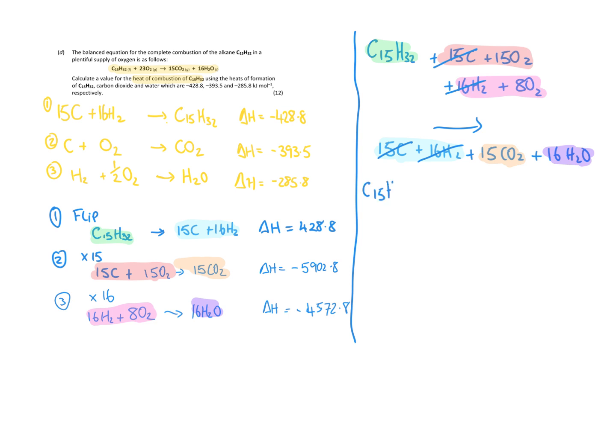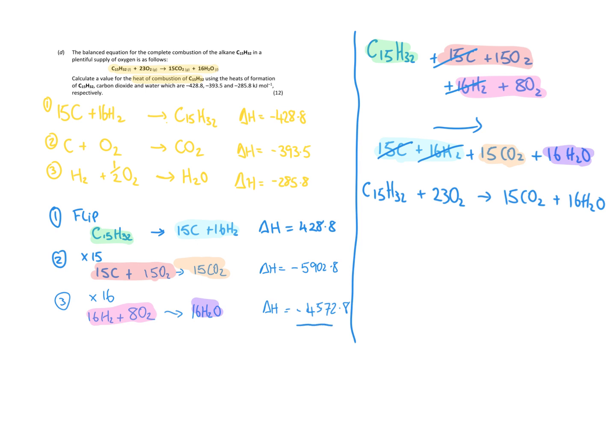So C15H32 plus the 15O2 and the 8O2 will give me 23O2. So that will give us 15CO2 and 16H2O. And if we check that, that does match up with the equation that is given in the question, which is our target equation. Now, the next thing I want to do is to sum up my heat values.